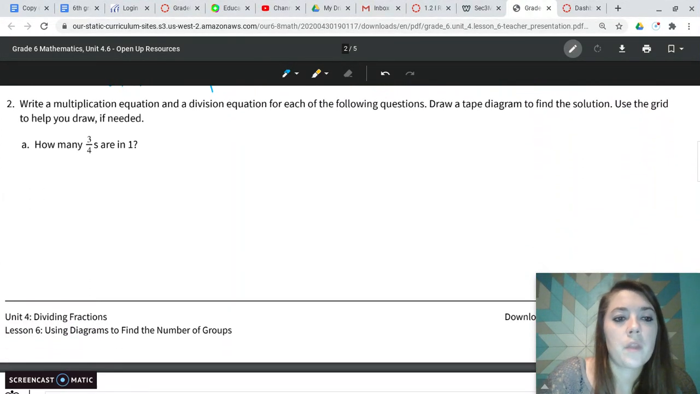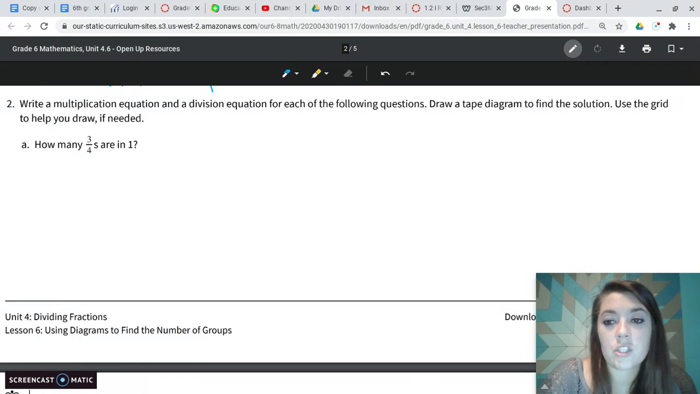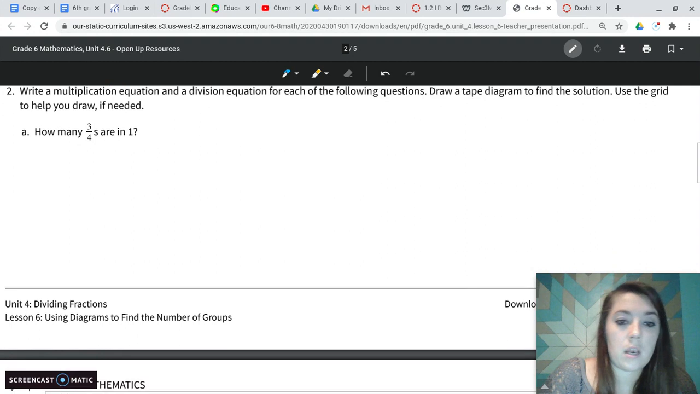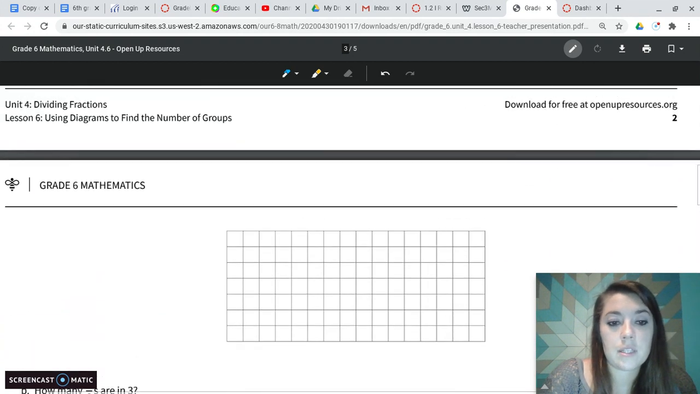For number 2, write a multiplication equation and a division equation for each of the following questions. Draw a tape diagram to find the solution. Use the grid to help you draw if needed. So how many 3/4 are in 1? Let's see, where's our grid? Okay, our grid's down there.